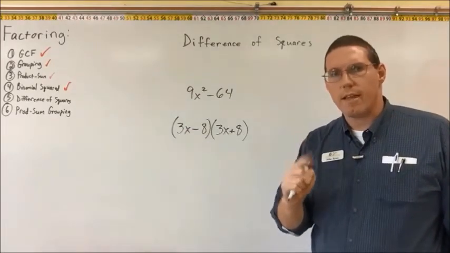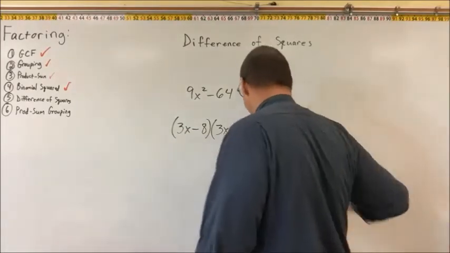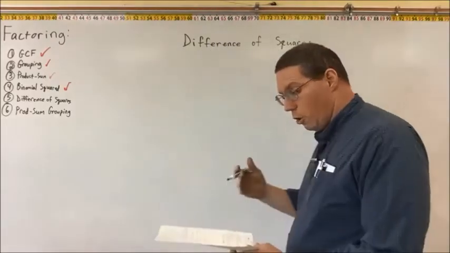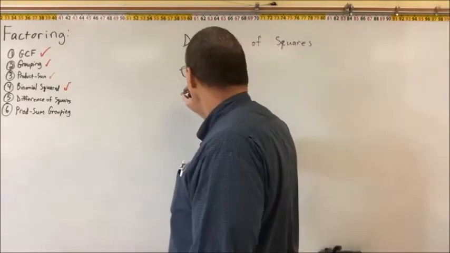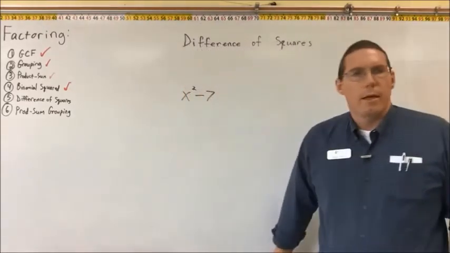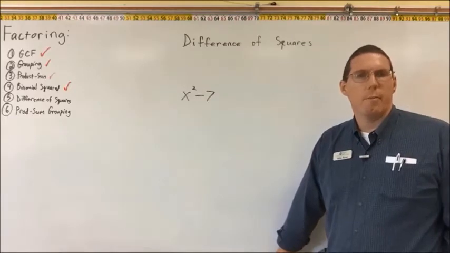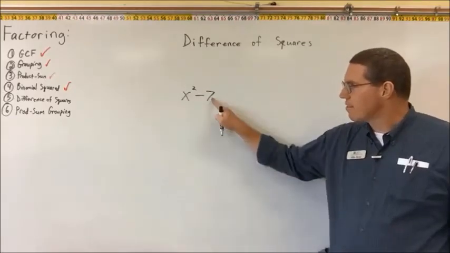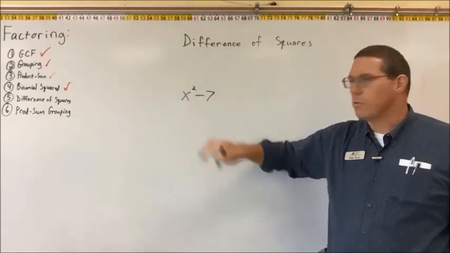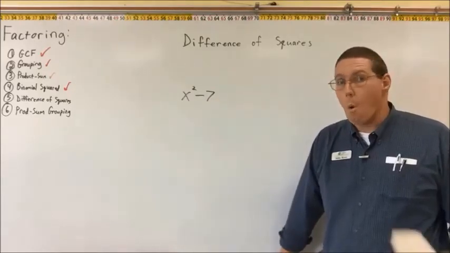One more example that I want to show you. Just one more. Well, maybe 2 more examples, but I want to show you one more trick. What if we had x squared minus 7? And I know what you're thinking. You're going to say, well, Mr. Ryan, that 7 is not a square. Therefore, we can't use difference of squares here.